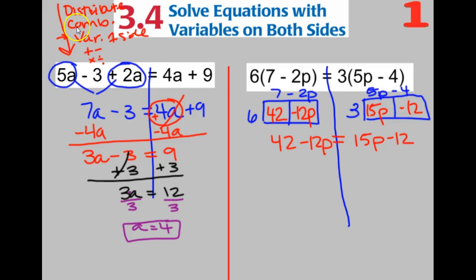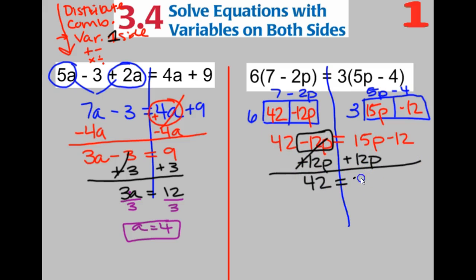So next, we can't combine any like terms because there aren't any on the same side, but we can move them so that they're on one side. There's more positives here, so I'm going to move the one that's more negative. This negative 12p, I'm going to do the opposite and add 12p. So we have 42, and then this gives us 27p minus 12.